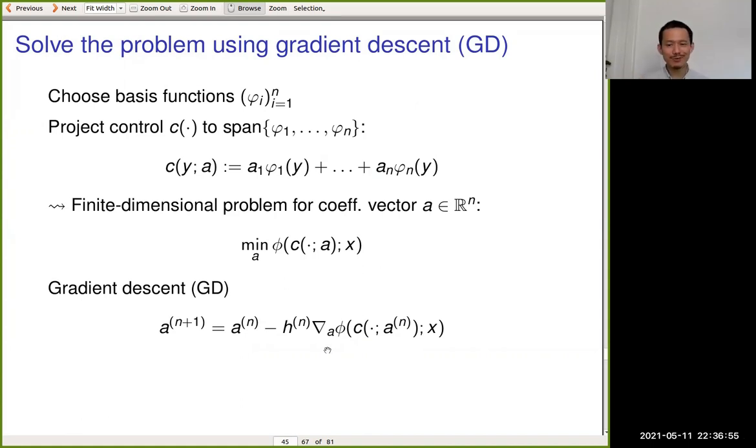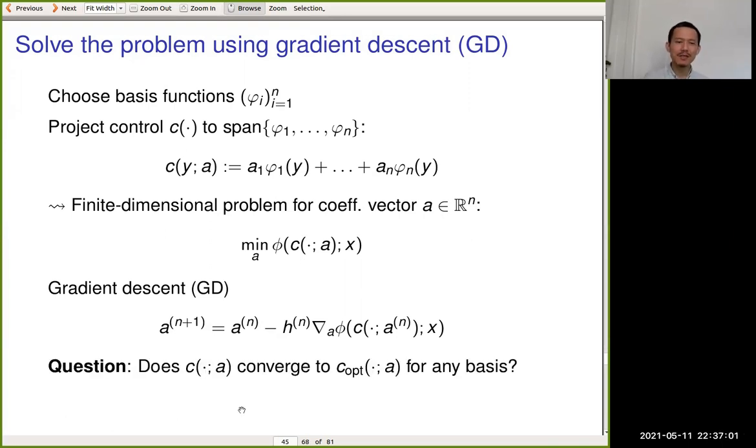Now, the mathematical question which I want to get to, and which this work is pretty much all about, is when can we be sure that our finite dimensional projection of the control, or our approximation of the control C parameterized by A, converges to the optimal projection for any basis? This is the question that we want to answer, because there was a paper some time ago which proposed this gradient descent algorithm for solving stochastic optimal control problems of this form, but it wasn't proven in that paper whether the gradient descent would always converge, or under what conditions it would converge.